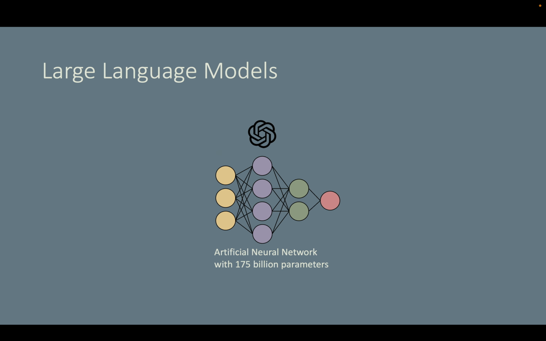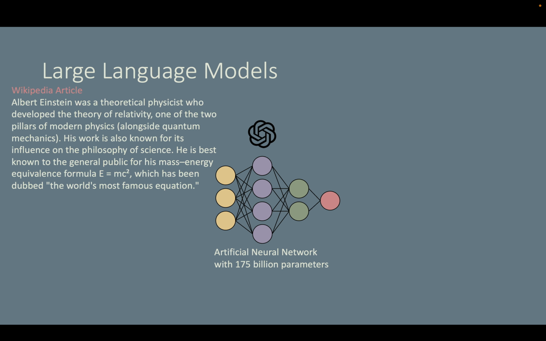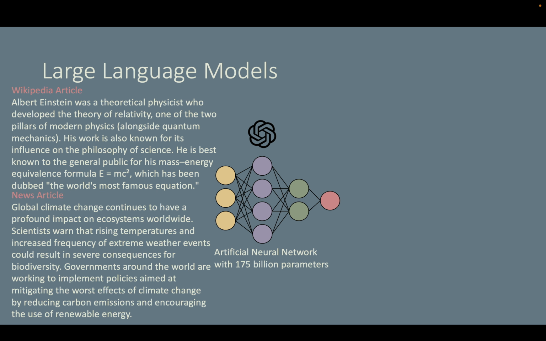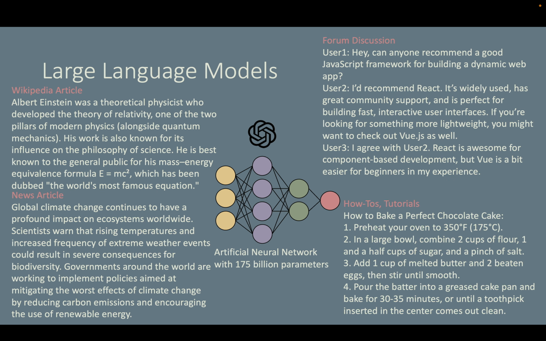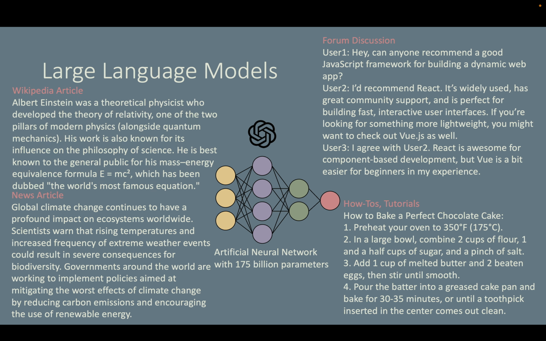Then what about the training data? ChatGPT learns from a massive text dataset scraped from the internet. For example, it learns from Wikipedia articles, news articles, forum discussions, how-tos, tutorials.